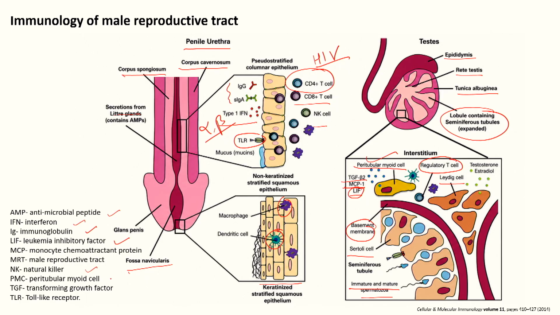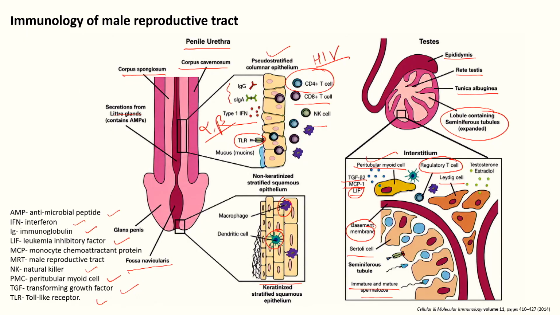Natural killer cell, peritubular myeloid cell, transforming growth factor, and of course toll-like receptors, which are present in pseudostratified columnar epithelium. If you recall, we discussed pseudostratified squamous epithelium in the nostril area. Here we have pseudostratified columnar epithelium. And then in the glans penis area we have squamous epithelium which is involved in secretion. So these are very unique immune regulatory aspects of the male reproductive system.